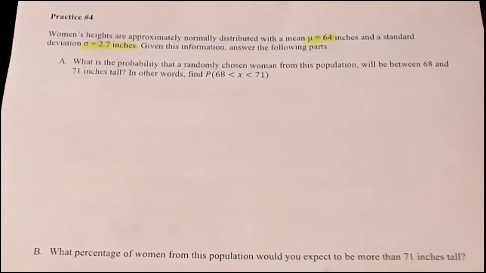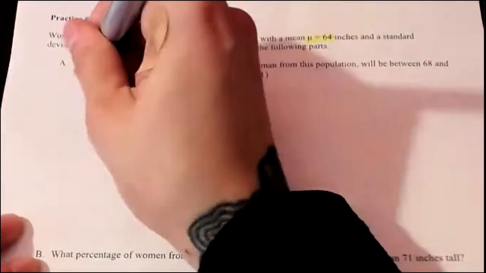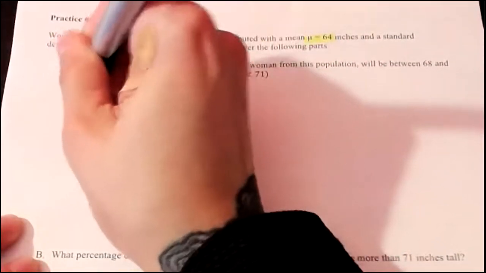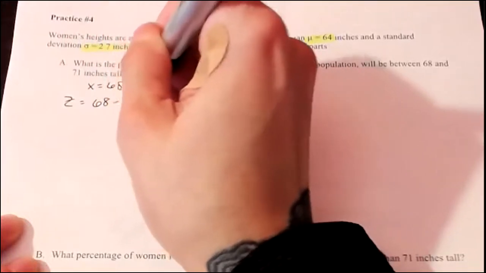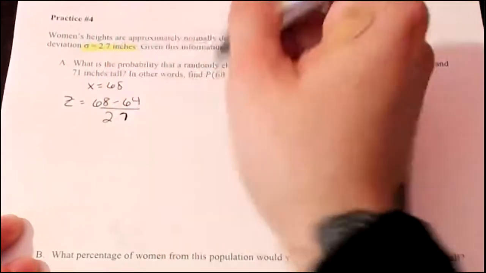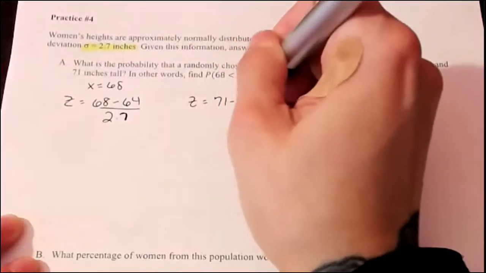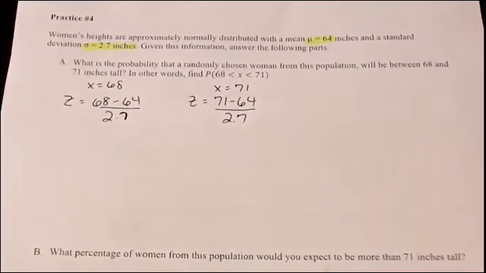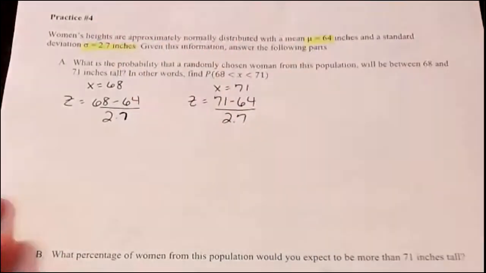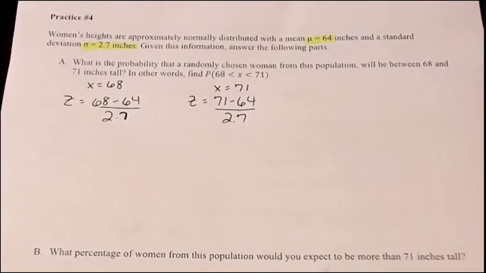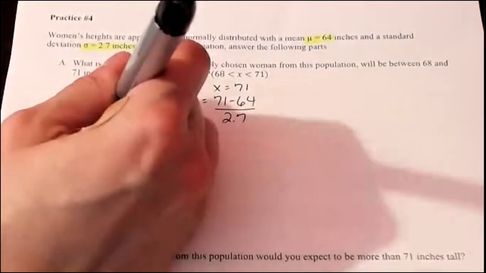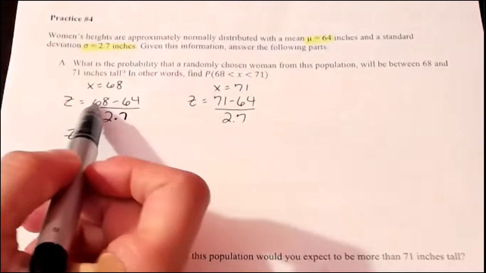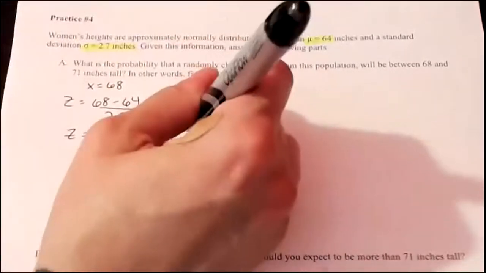Find the z-scores. Yes. So it would be the 68 minus 64 over 2.7 for the first one. And then z also equals the 71 minus 64 over 2.7, and then calculate. Yes, awesome. That's exactly correct. Notice Jenny says we've got to find the z-scores associated with each raw data value. So we know that X is 68. We also know that X is 71. So we want to find their associated z-scores. So we do X, the raw data value, minus the mean divided by the standard deviation.